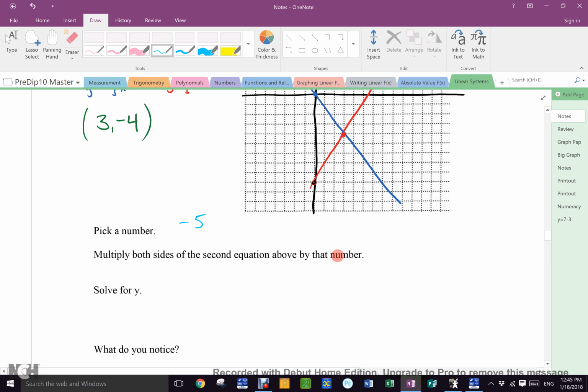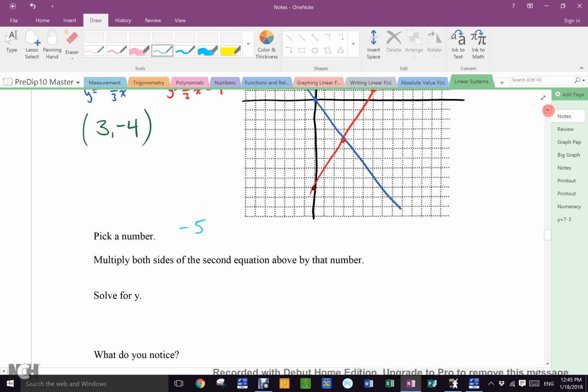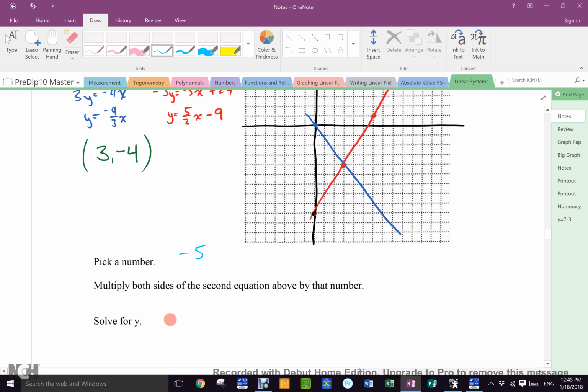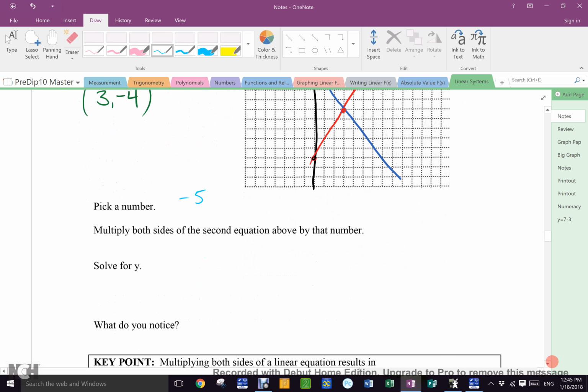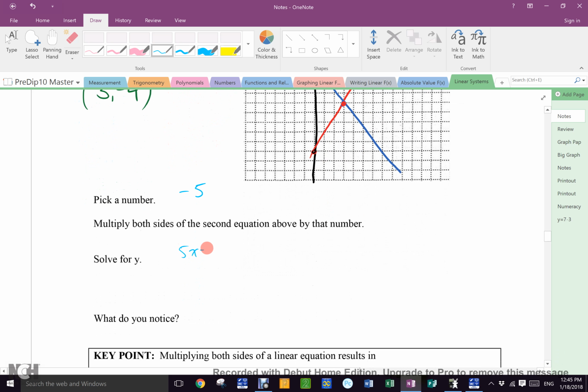Then multiply both sides of the second equation by that number and solve for y, and tell me what happens. The second equation, in case you forget, is 5x minus 3y equals 27. Okay, so the original equation.